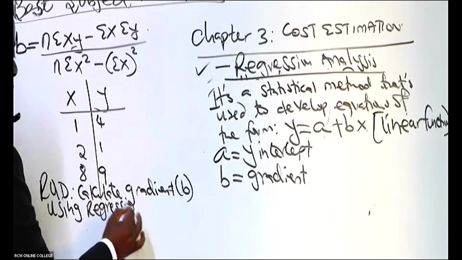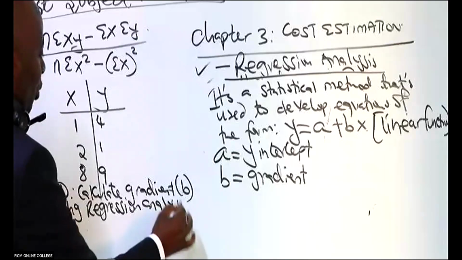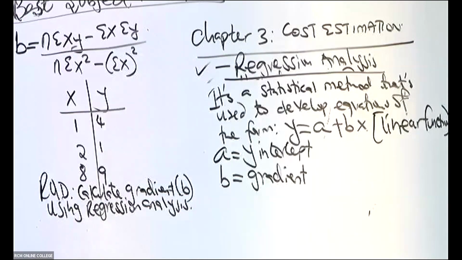Using regression analysis, calculate the gradient. So basically, they want you to recall the formula of getting B. You must recall the formula of getting B. Unlike ACCA, where they would have given you the formula, in CPA and ATD you must cram.